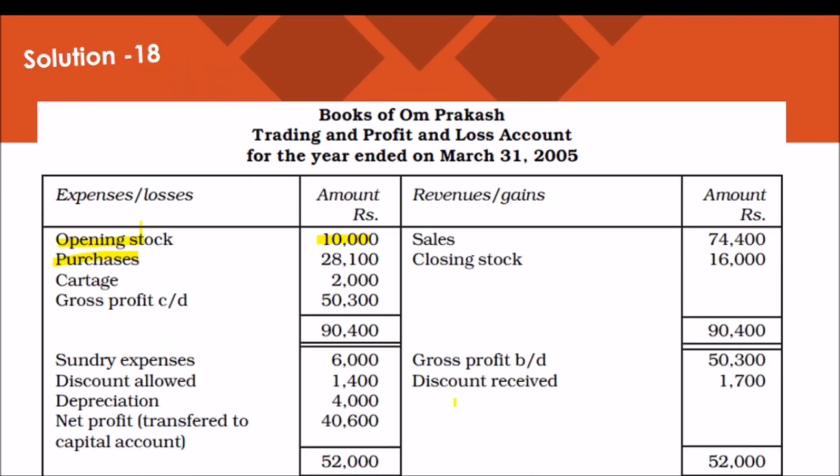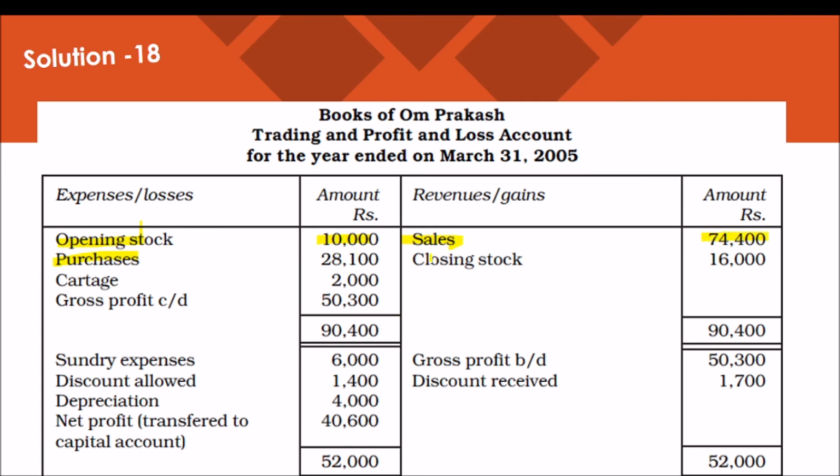And also in the credit side, the sales amount is there. Total sales will be the total of cash sales in the summary of cash debit side and the total debtors account will give the credit sales amount. So the total will be the total sales, 74,400. 74,400 is the amount of total sales.